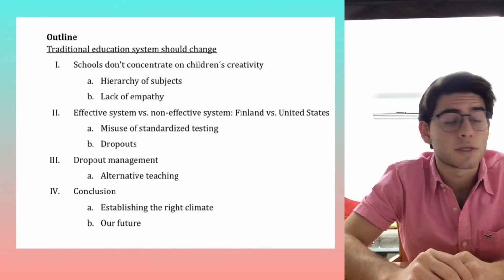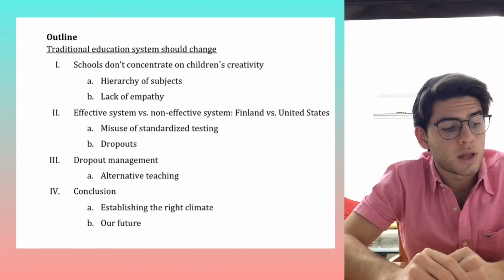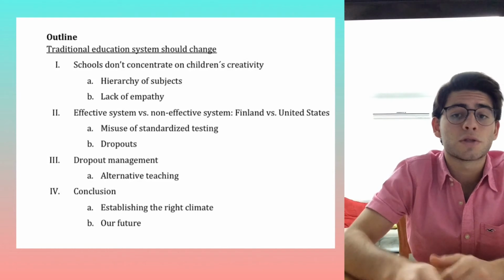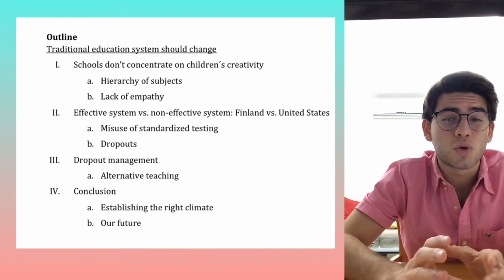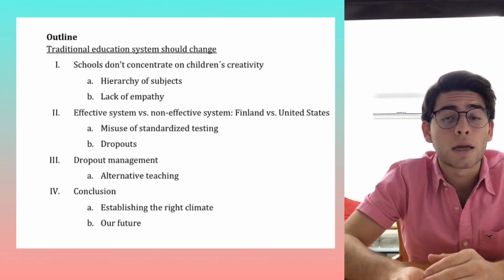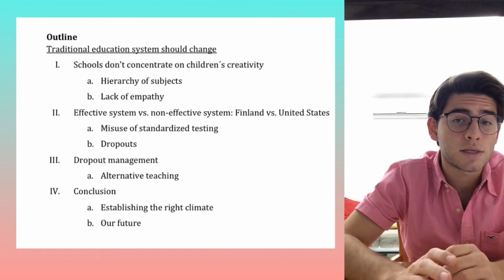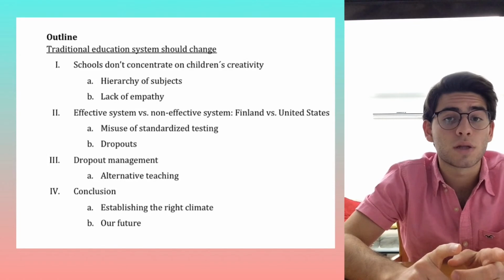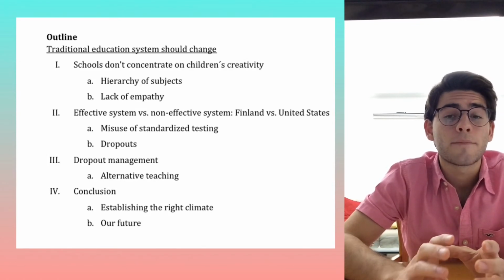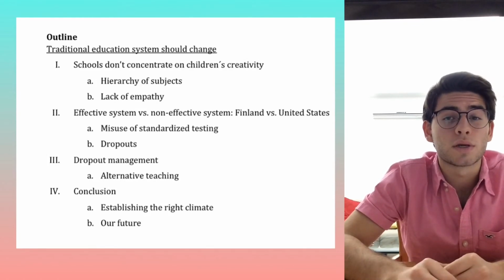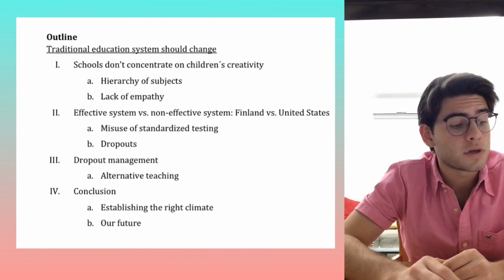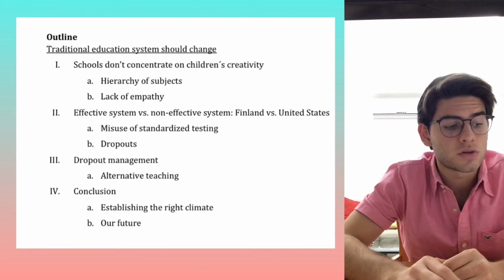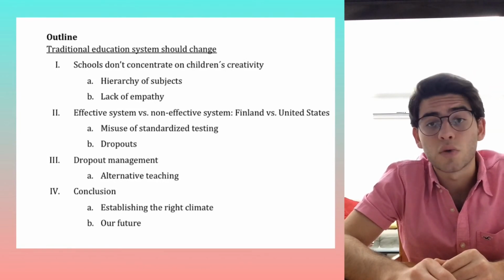And well, let's see. Then you have B, lack of empathy. All of this correlates with the deficiencies of the educational system. So as you can see, it makes sense, and you should do something like this. I don't mean the same topic, but the same relationship between the details and subdetails you want to put in. The second paragraph is about the effective system versus the non-effective system, which is Finland versus the USA.